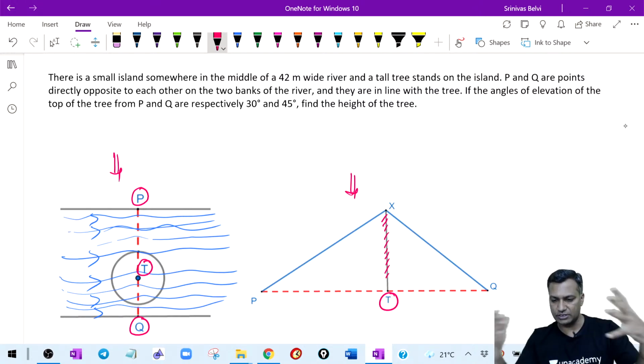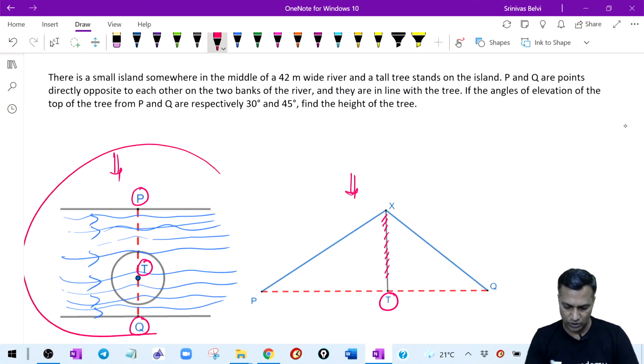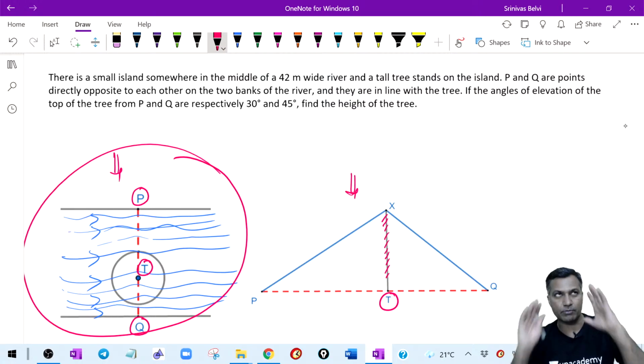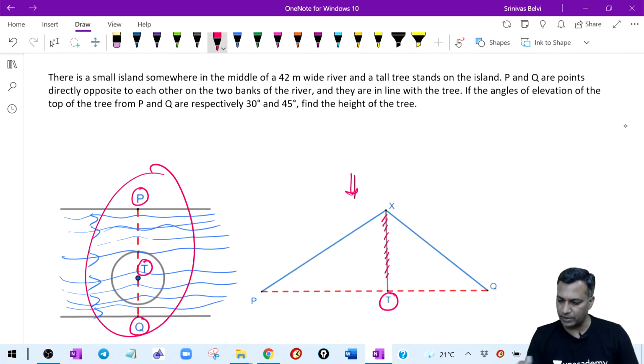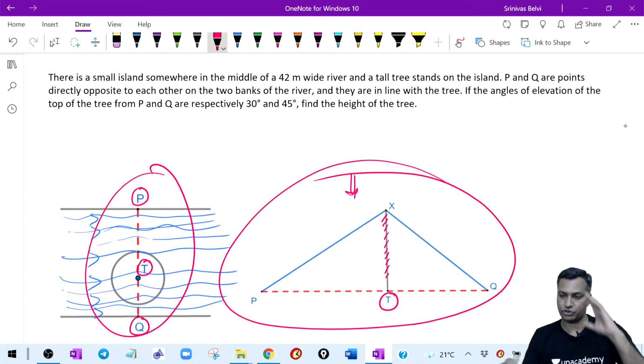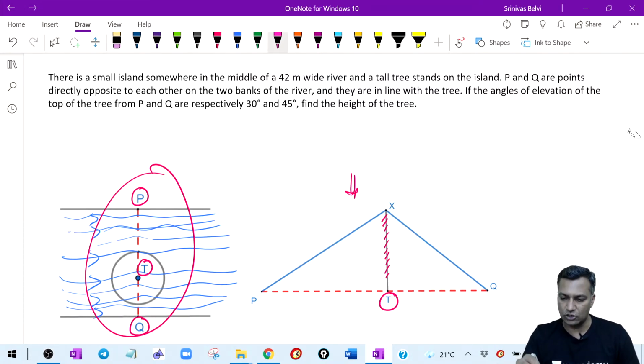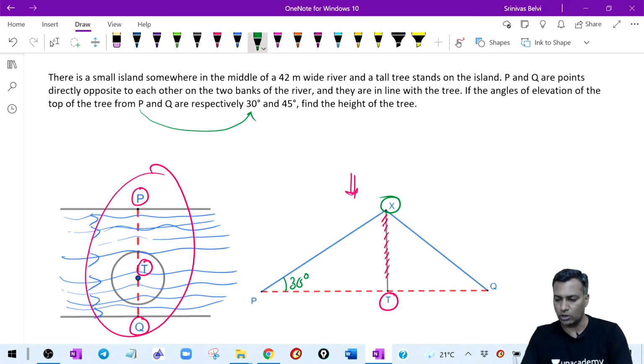Once you get that visualization done, you don't have to draw it, but you first visualize this. And then you replace this diagram in this fashion. Once you replace it, all the angles are good, so there should not be too much of a problem. When you look from P, the angle of elevation of the top of the tree, X, is 30 degrees. When you're looking from Q, it makes an angle of elevation of 45 degrees. What is the complete width of this river?